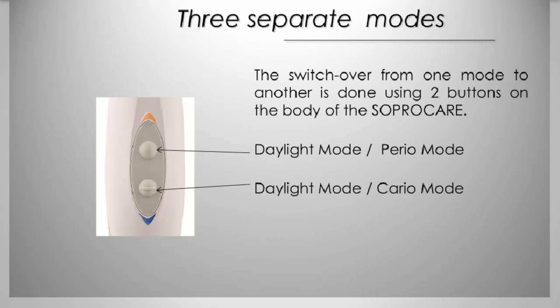There are separate modes on here, so you can switch back and forth between different modalities. With the top button, you can be in daylight or a regular intraoral camera, and then go to perio mode, and then with your bottom button, just by pressing it down again, you can go into caries mode. So it makes switchover very, very easy and streamlined. You can be very efficient.